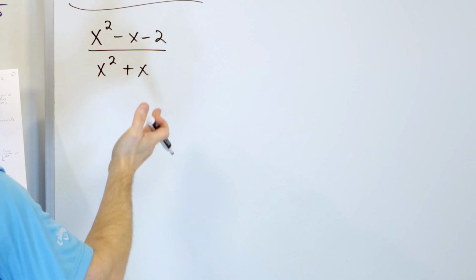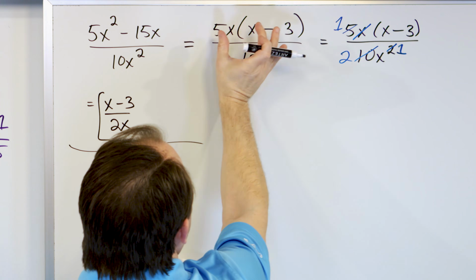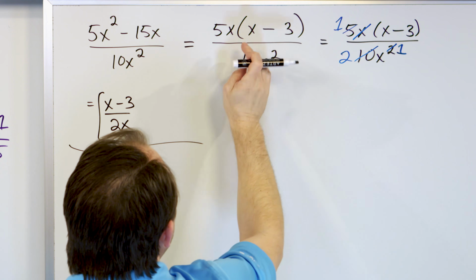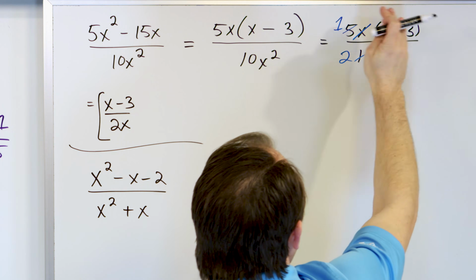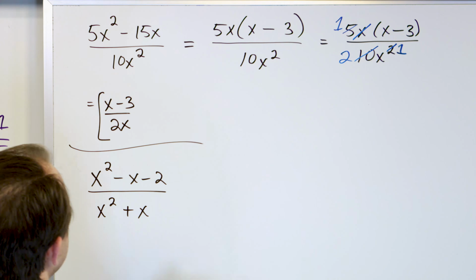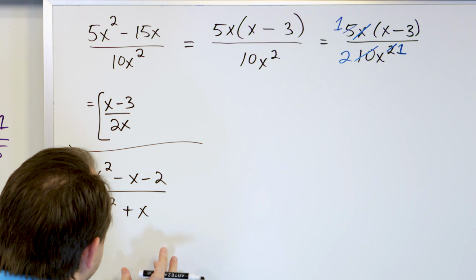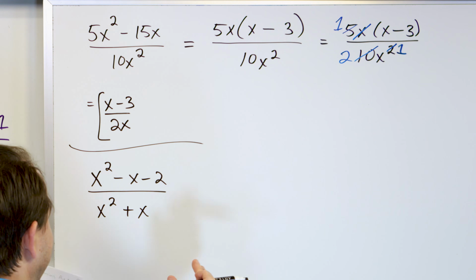The only time you can cancel top and bottom is if you have products of things on the top. This is multiplied by this, and then this is all that we had. So then we can cancel things that are common once you have the terms multiplied together. But the rules of algebra prevent you from just striking through this because this was added to other things. So if you're going to do it, you have to factor first.